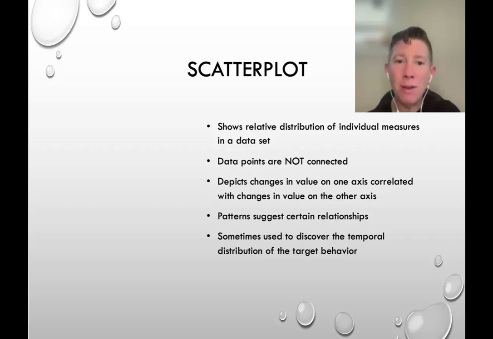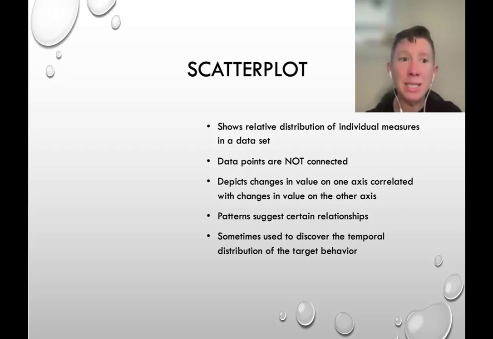It depicts changes in values on one axis correlated with changes of values on the other axis, and patterns suggest relationships. And it's sometimes used to discover the temporal distribution of the target behavior. Temporal always means time. So it's the time distribution of the target behavior. So scatter plots are a great choice for being able to do this. If we had behaviors over the course of the day, and we see a bunch of behaviors all clustered in period one and almost none in the rest of the day, that's going to tell me a lot about when the behavior is occurring.